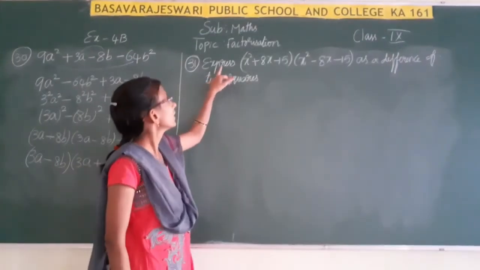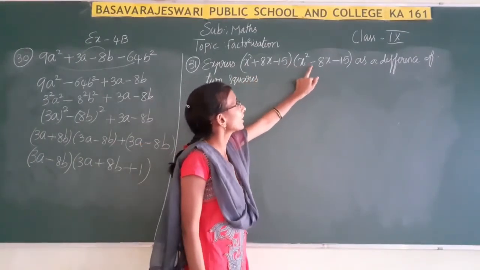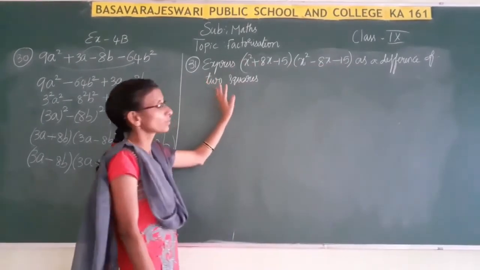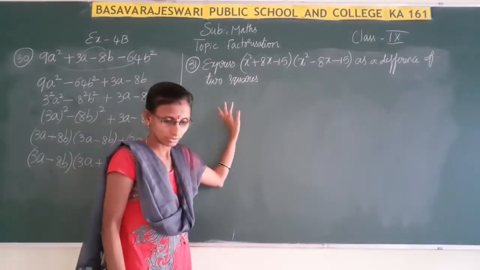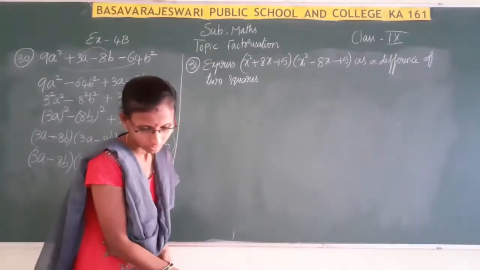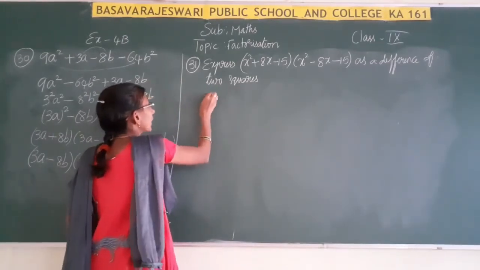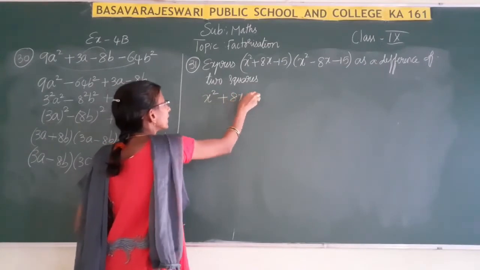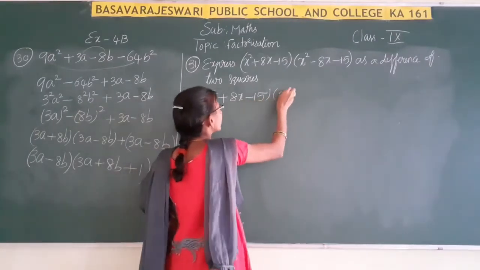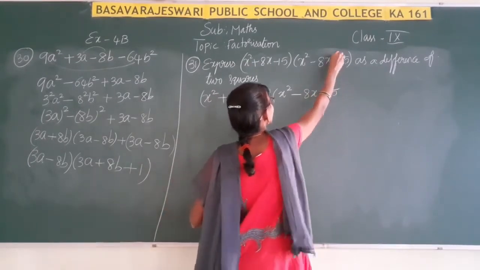Okay, our next question. Express x square plus 8x minus 15 into x square minus 8x minus 15 as a difference of two squares. Okay, so now you see, here (x square plus 8x minus 15) into (x square minus 8x plus 15).